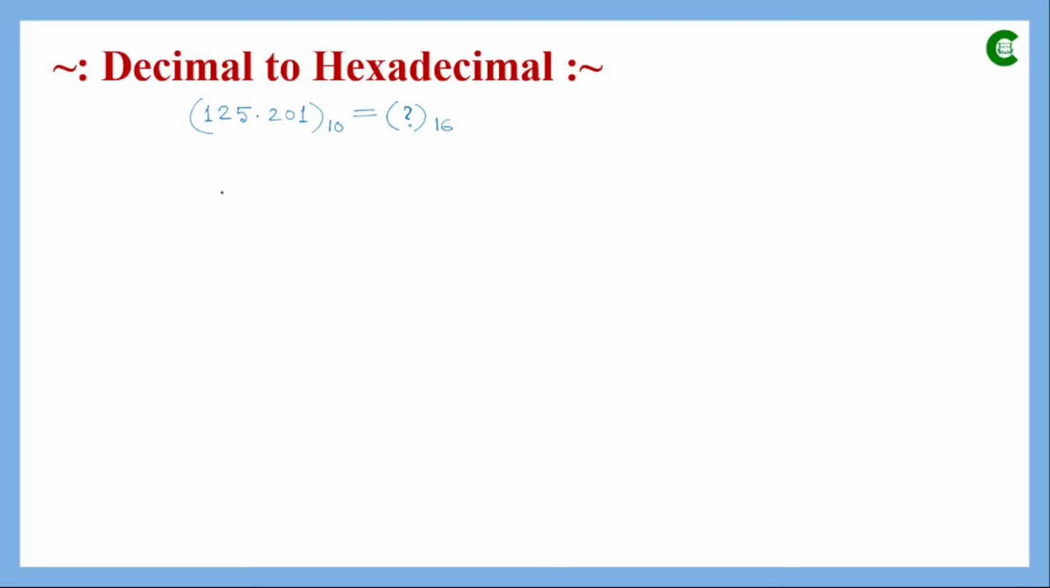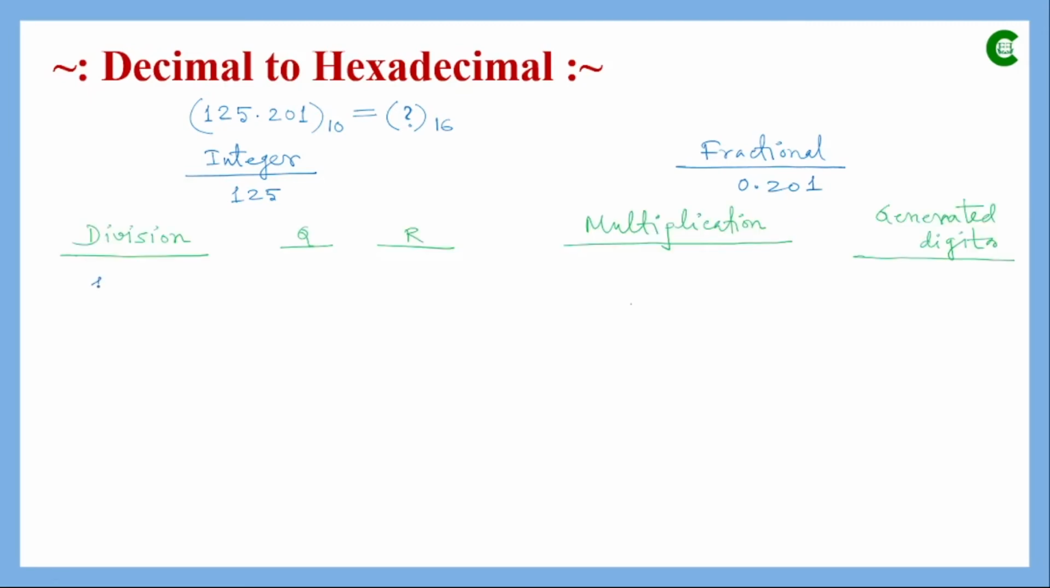So we know the rule. This time only the difference will be in the base, which is 16. Now we will separate the integer part and the fractional part. With the integer value we will divide by the base, which is 16, and with the fractional part we will multiply, and this time the base will be 16. So we will divide 125 by 16, and from this division the quotient will be 7 and the remainder will be 13. So we will continue with our division.